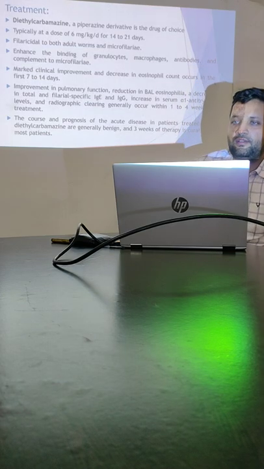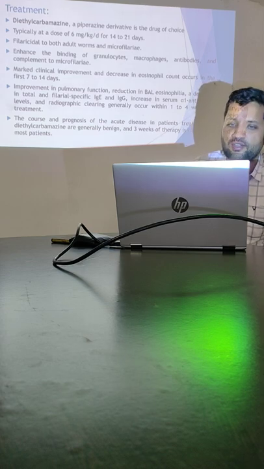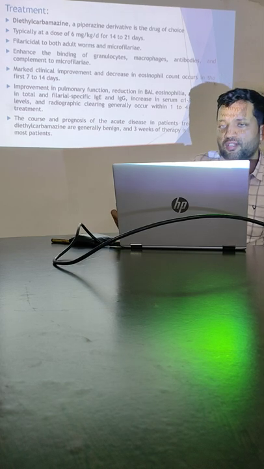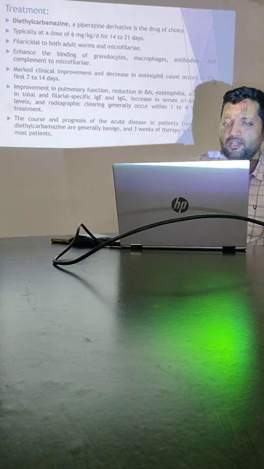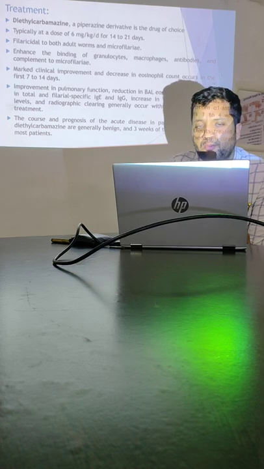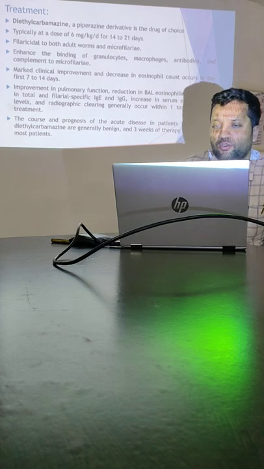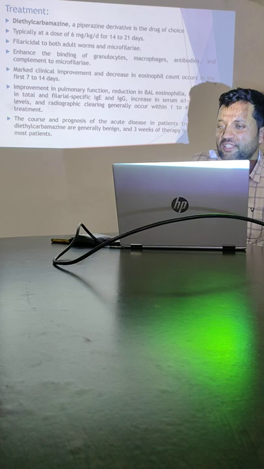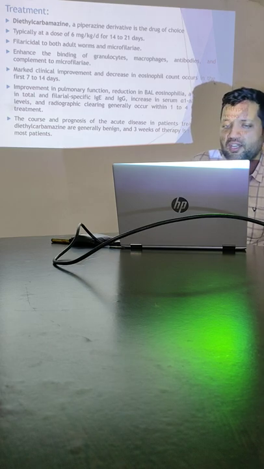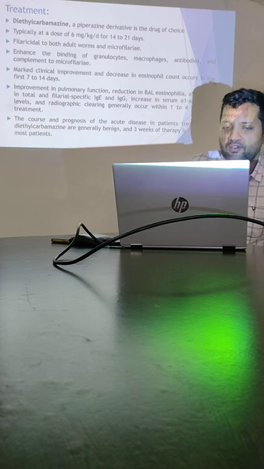Diethylcarbamazine is the drug of choice, typically dosed at 6 mg per kg for 15 to 21 days. It kills both adult worms and microfilariae. It works by binding of immune cells, antibody and complement to the microfilariae. Clinical improvement occurs in 7 to 14 days, with improved pulmonary function tests, reduced peripheral eosinophilia, reduction in total IgE and filarial IgG, increase in serum alpha-1 antitrypsin level, and radiographic clearing generally within 4 weeks of treatment.